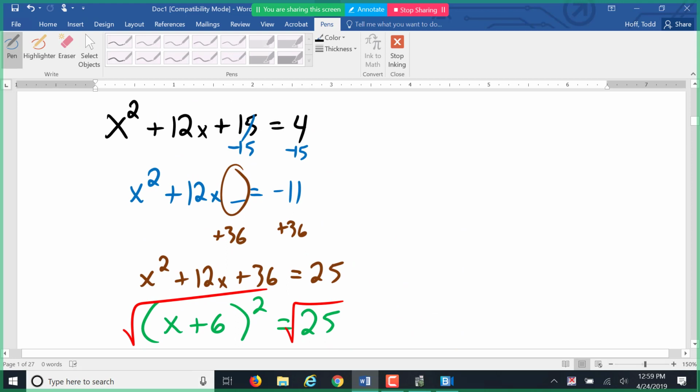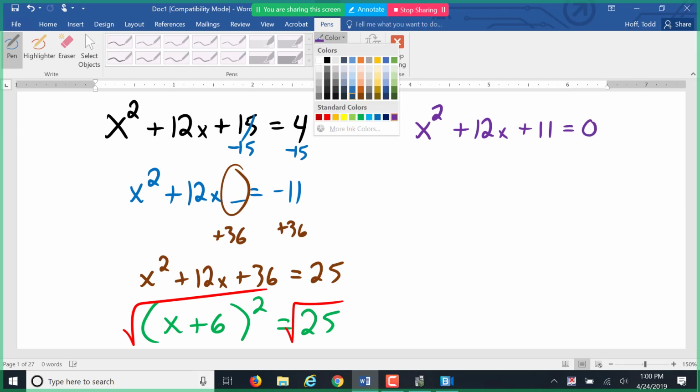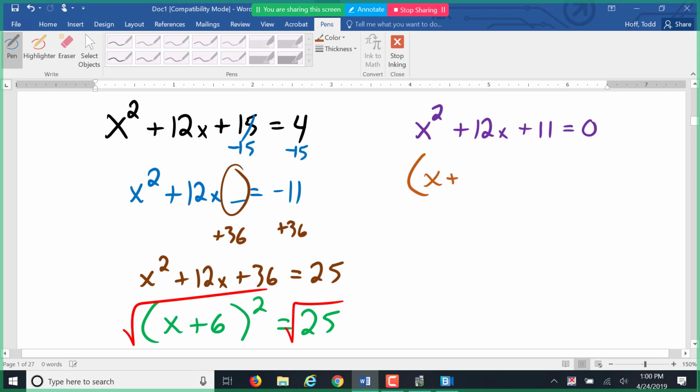Now, the fact that those came out to be whole numbers should tell us something about this original equation. If I had solved this original equation for 0, we got x squared plus 12x plus 11 equals 0. That is factorable.